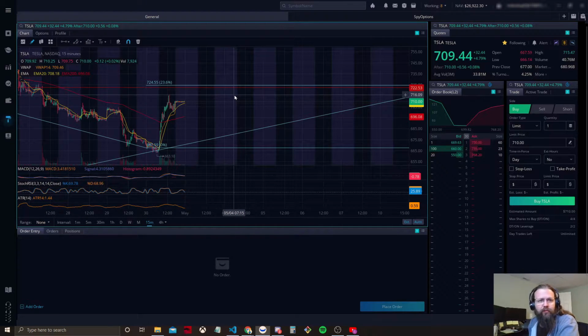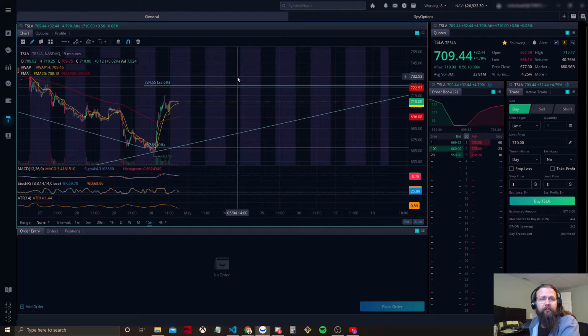I also have 722 written down. Again, these numbers are very tight for Tesla. Tesla can swing $40 in a day, like I said, given the ATR. It could go from 680 to 715. It could go from 710 to 750 on Monday.